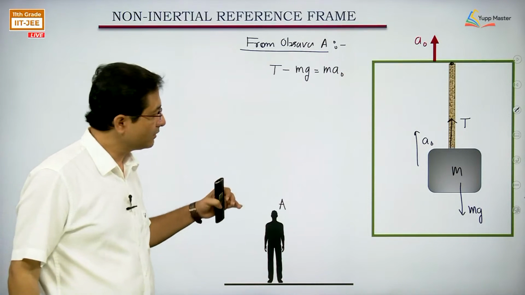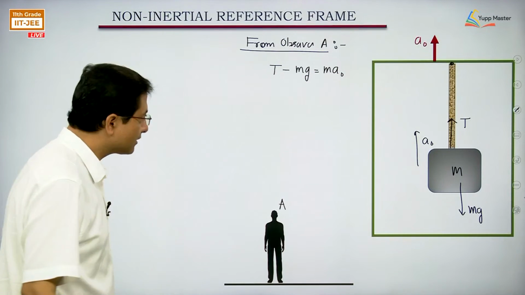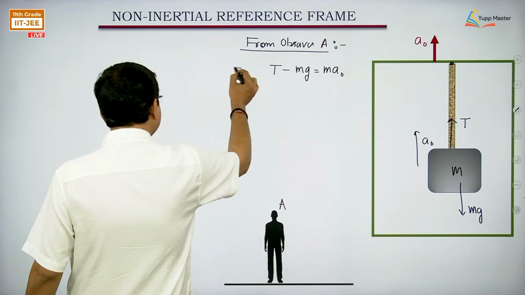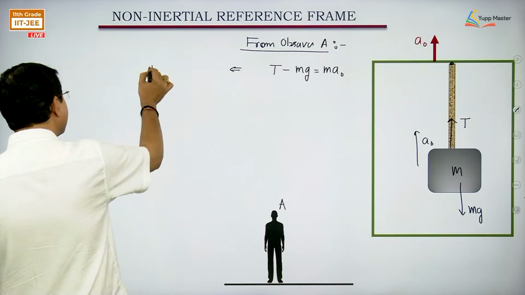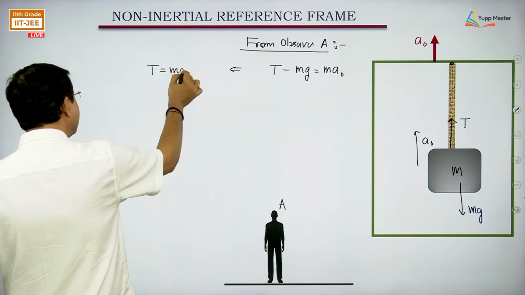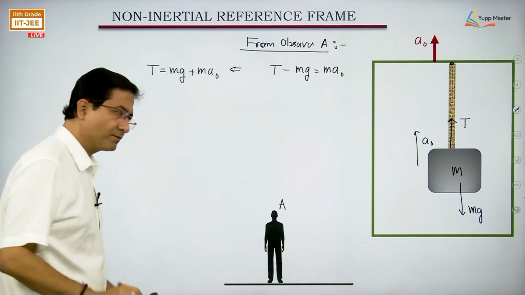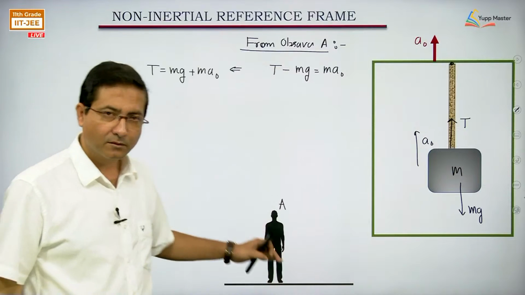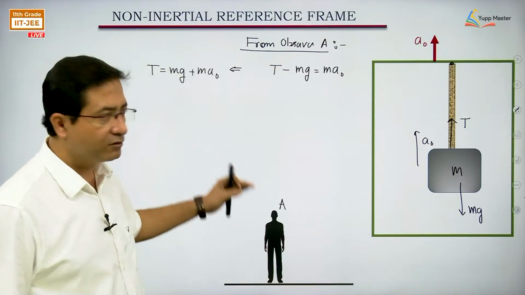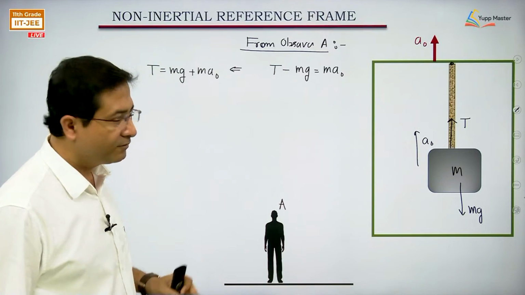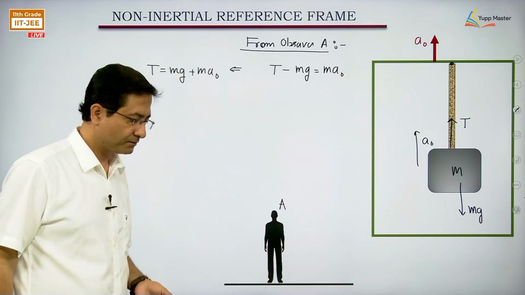So for this observer, the value of tension is coming T is equal to mg plus ma naught. Okay, for this observer, we have written Newton's second law and we got the value of tension in the string.